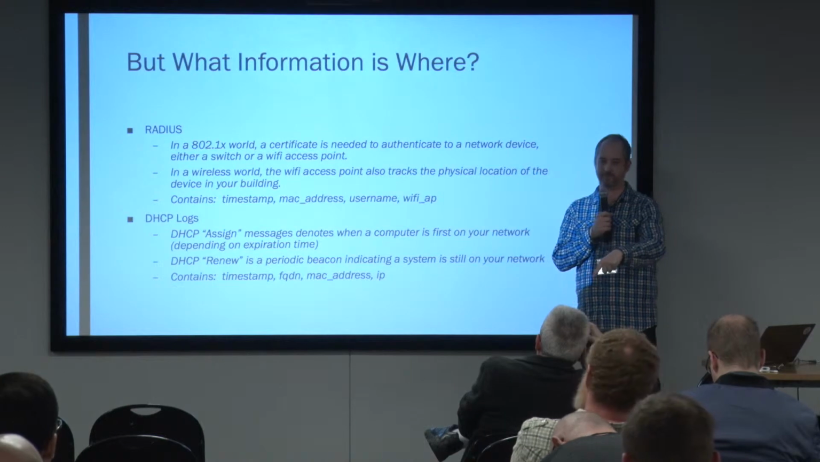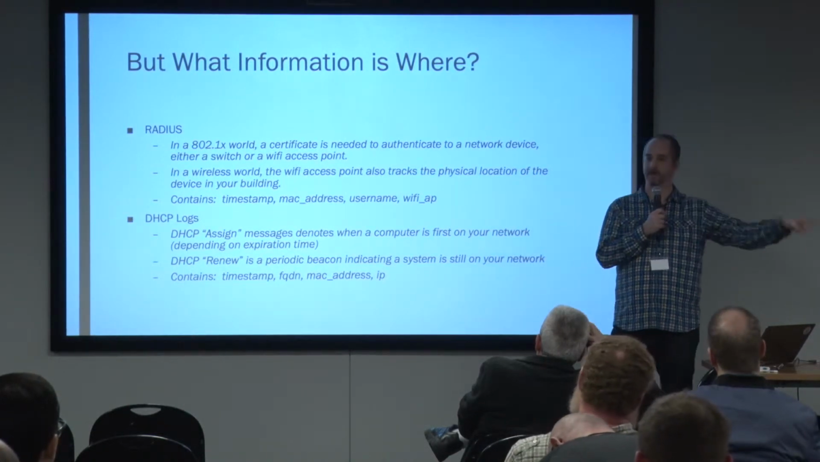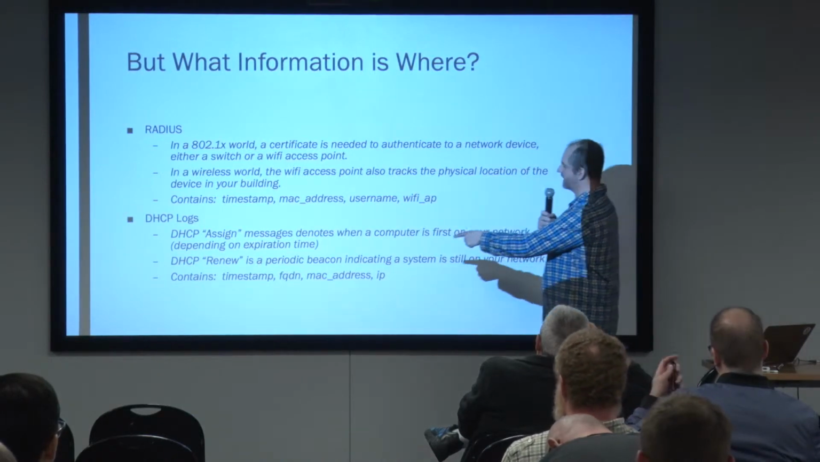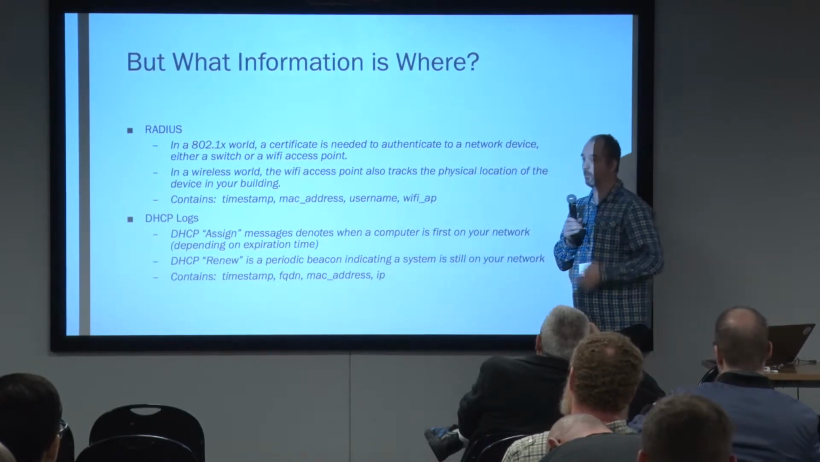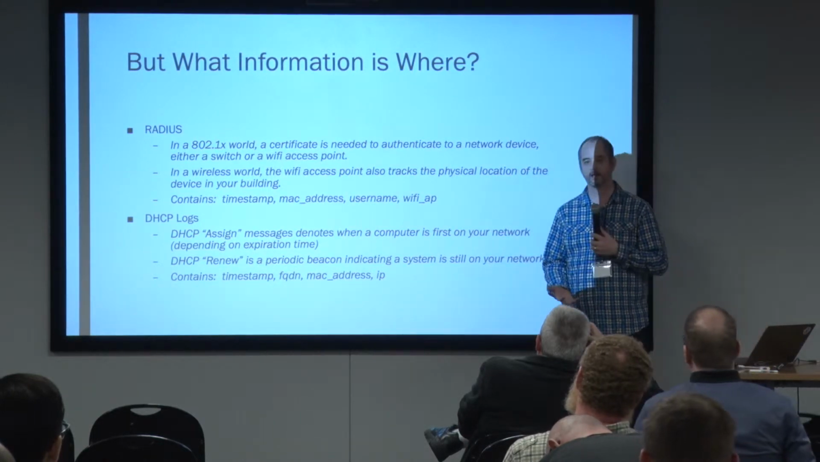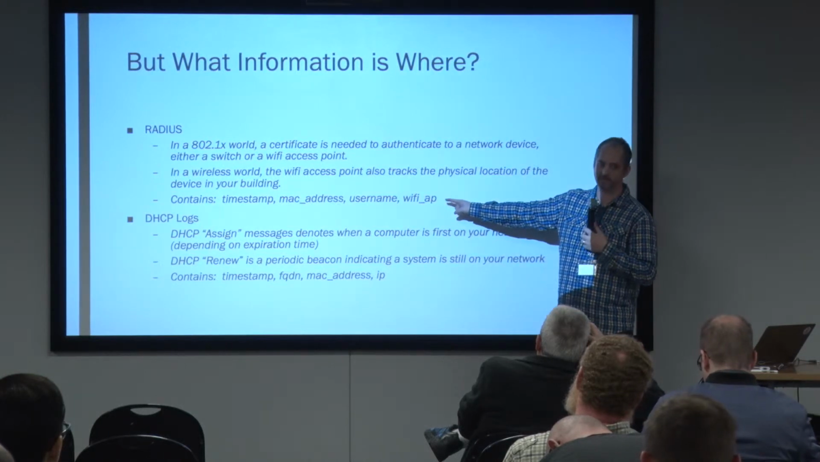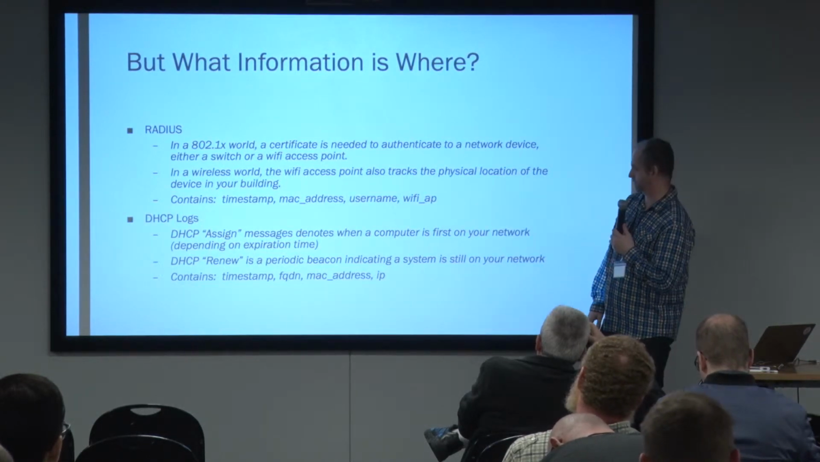They have a certificate on that box, and that certificate is tied to a host name, and that host name has a MAC address. So from those logs, I can get MAC address, username, and Wi-Fi IP. Wi-Fi IP is awesome because if you've named your Wi-Fi IP in your Radius with where that AP is, that tells you where in the building that person is at, which is really cool.